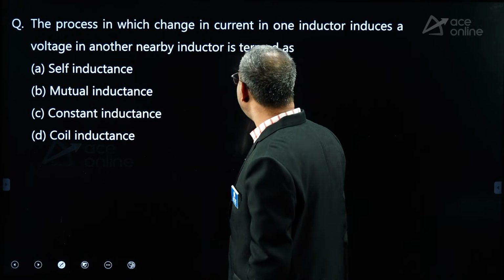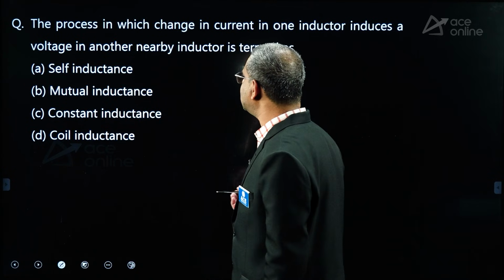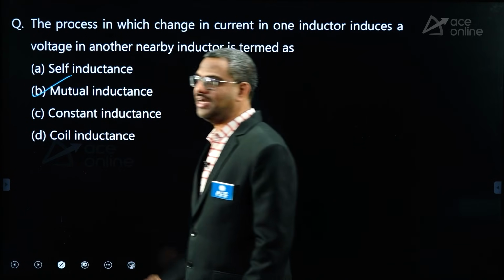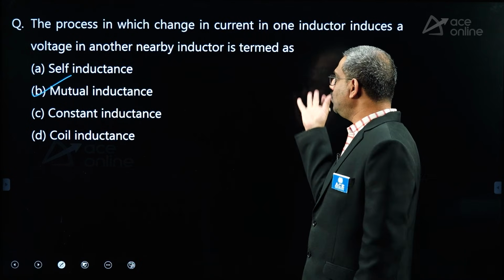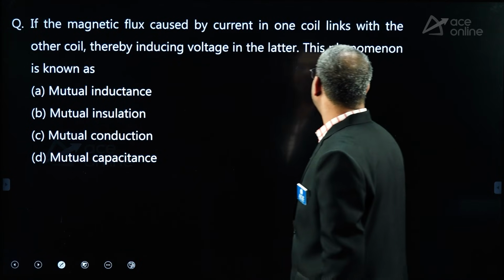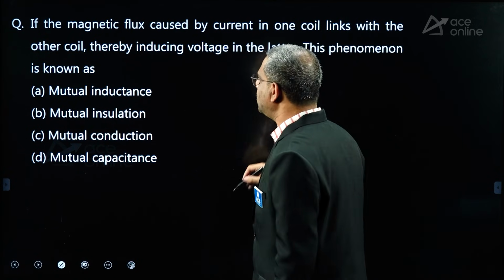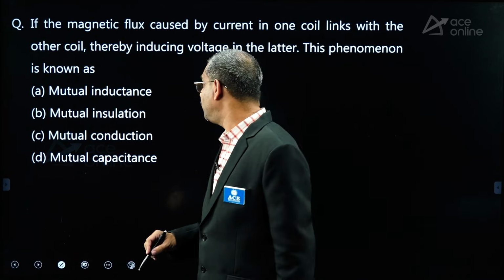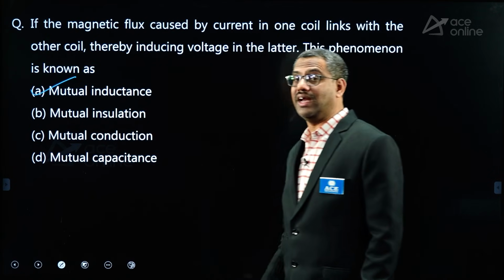The process in which a change in current in one inductor induces voltage in a nearby inductor is mutual inductance. Yes, sir? A change in current in one coil will induce EMF in the other, mutual. Then if the magnetic flux caused by the current in one coil links with the other coil, thereby inducing voltage, this phenomenon is again called mutually induced EMF, mutual inductance. Not mutual insulation, mutual conduction or mutual capacitance, no, mutual inductance.